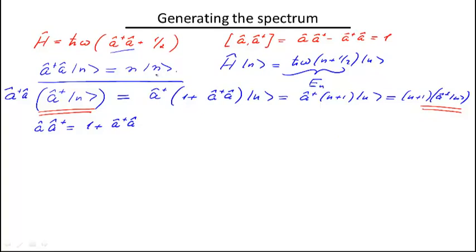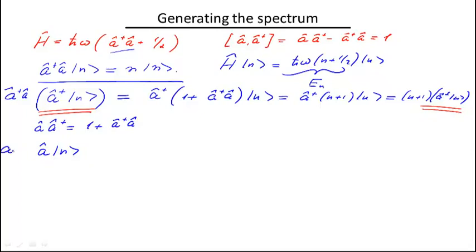So we can prove that if n is indeed an eigenfunction of the Hamiltonian, then the action of the annihilation operator on n, so this function, is also an eigenfunction of the Hamiltonian. But it is an eigenfunction with a smaller energy, which sort of justifies the terminology of this being called an annihilation operator.